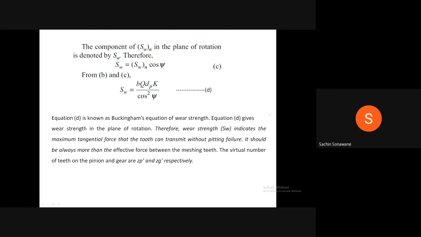Therefore, wear strength Sw indicates the maximum tangential force that the tooth can transmit without pitting failure. It should always be more than the effective force between the meshing teeth. The virtual number of teeth on the pinion and gear are Zp dash and Zg dash respectively. Therefore, this is the equation for helical gear: Sw is equal to B Q dp K upon cos square psi.